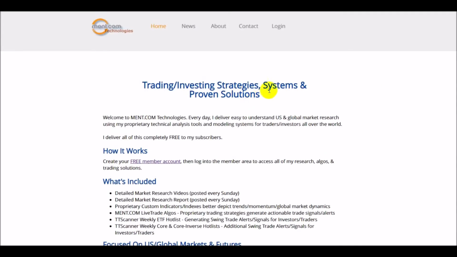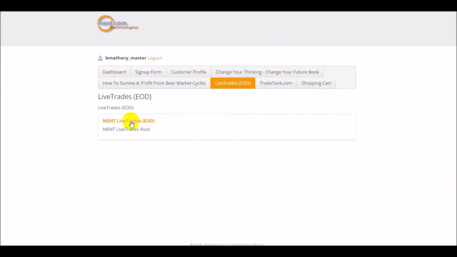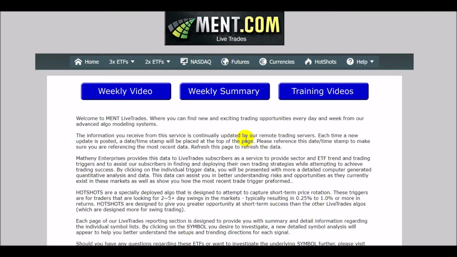If you are new to mint.com and don't know how to do this, you go to the website, you click on login. If you haven't already created your account, you can go ahead and create it. It's free. You click on LiveTrades end of day, and the page will load. Sometimes there's this page not working. Just wait a bit. This is part of the redirect, and it comes right up.